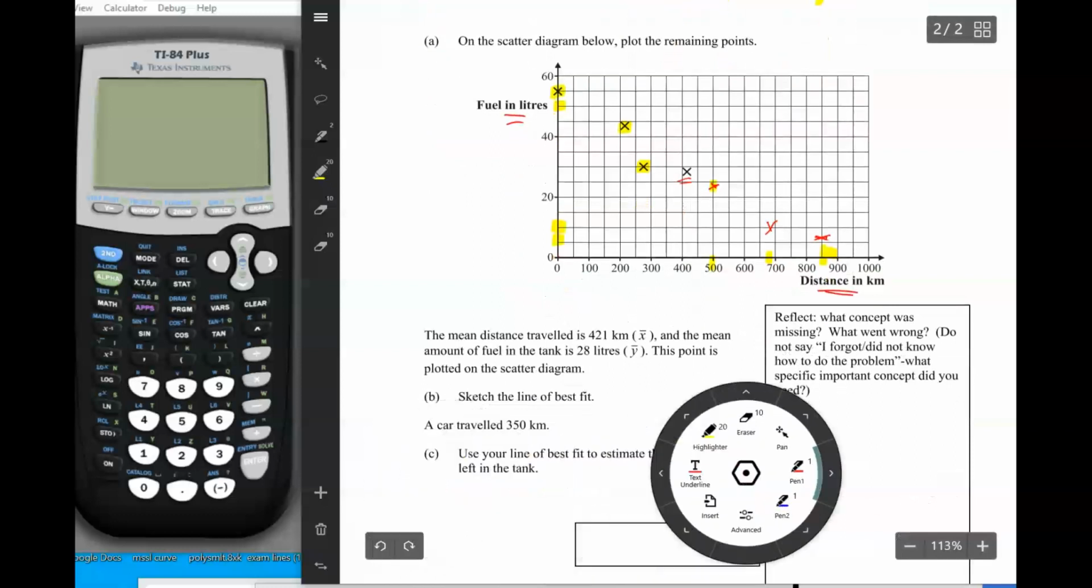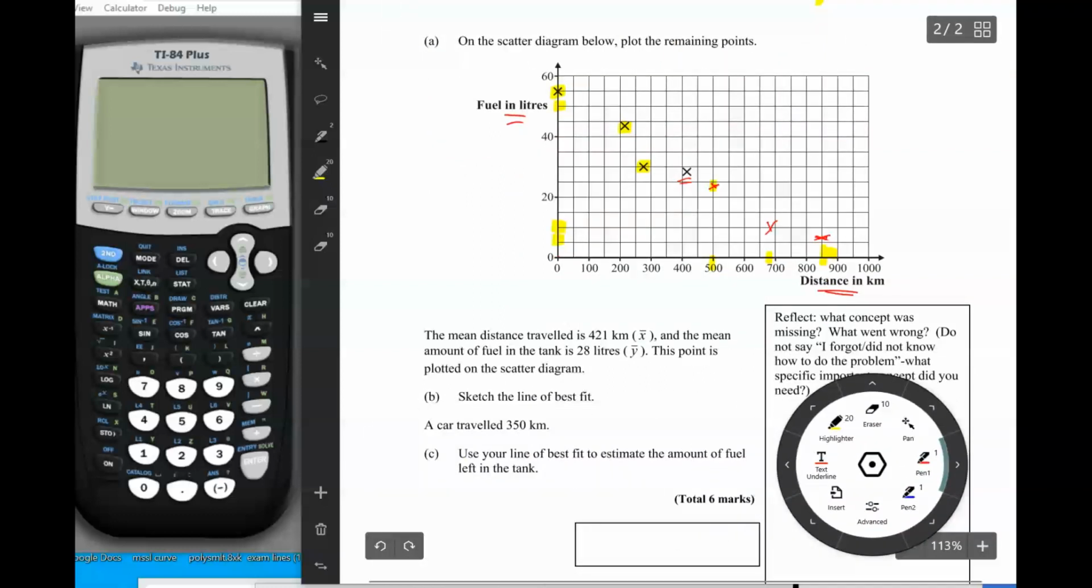So it says the mean distance traveled is 421 kilometers. That's x bar, which is the notation that we usually use to show the mean x value. And the mean amount of fuel in the tank is 28 liters, y bar. This point is plotted on the scatter diagram.